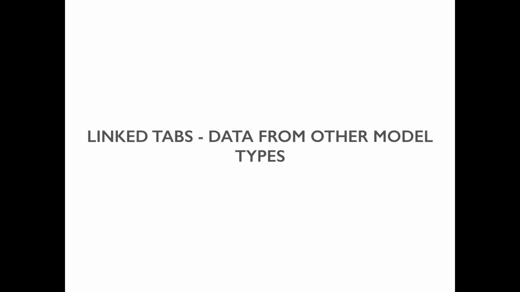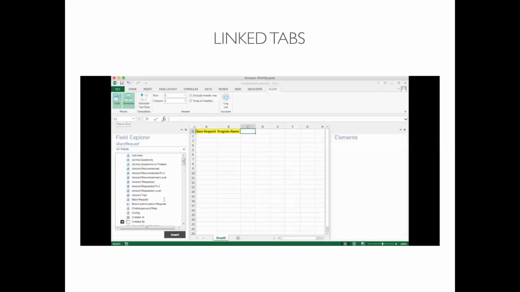Now, let's explore linked tabs. Generally speaking, linked tabs allow you to incorporate data from other model types. Linked tabs allow you to set up templates that are able to display data from more than one model type within the same report.